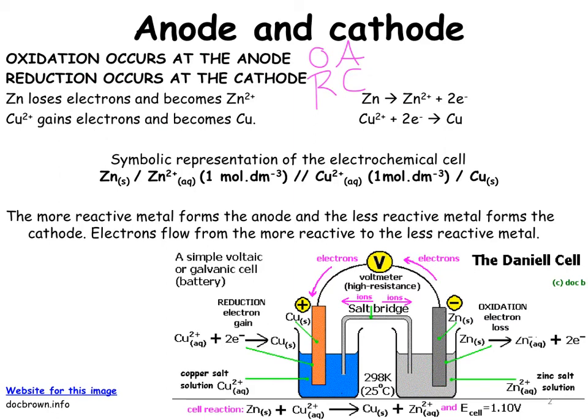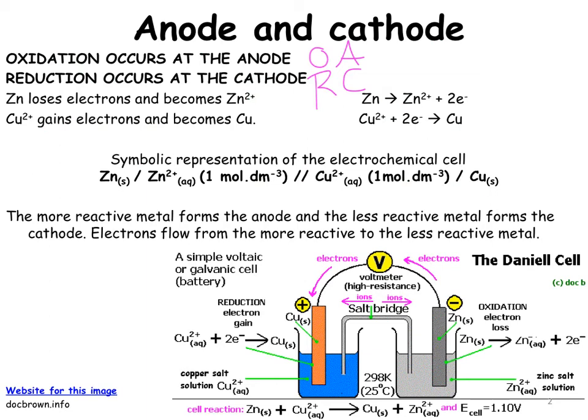Laziness, or at least efficiency, is just an overdeveloped form of laziness, and physical scientists are very efficient. We're not going to call them lazy, we're going to say efficient. So let's go. We're going to go zinc solid slash Zn2+ aqueous 1 mole per cubic decimeter solution is linked by a salt bridge, double slash, into Cu2+ aqueous solution of 1 mole per cubic decimeter with copper solid dipped into it.